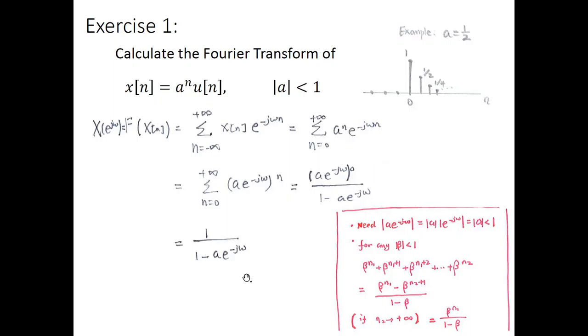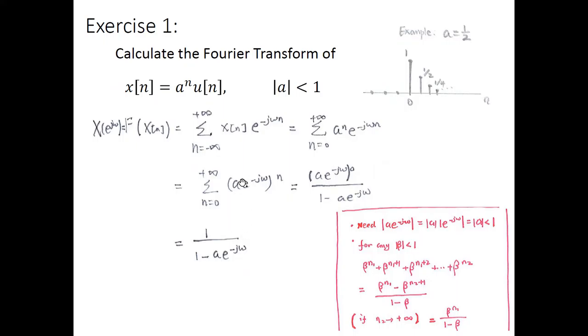So after using the standard formula, what we have is a continuous signal of omega, because a is something given, right? It's a constant less than 1. Because it's less than 1, the denominator can never be 0. We can put it on the denominator. And the only variable is omega, the frequency. I denote it by capital X of j omega. It's the Fourier transform of x.